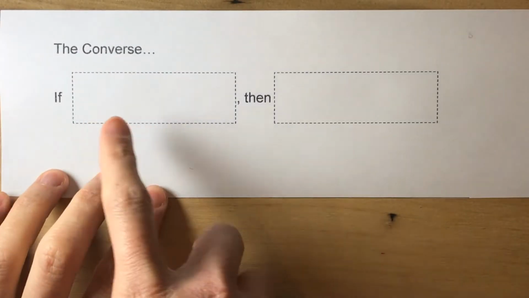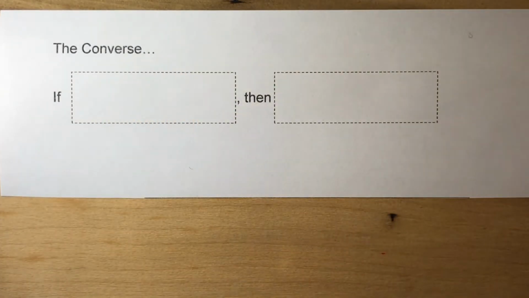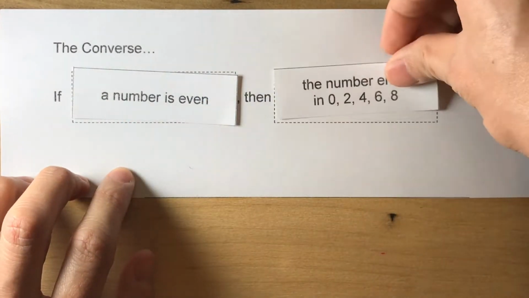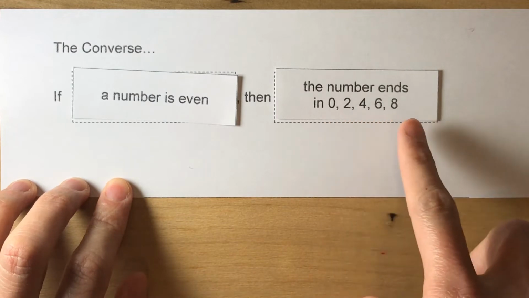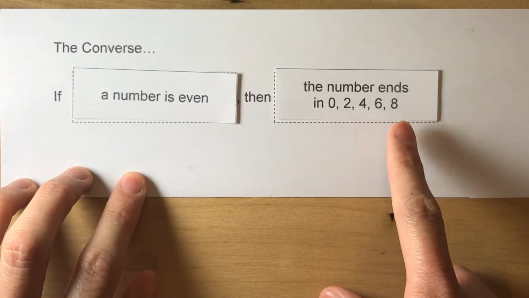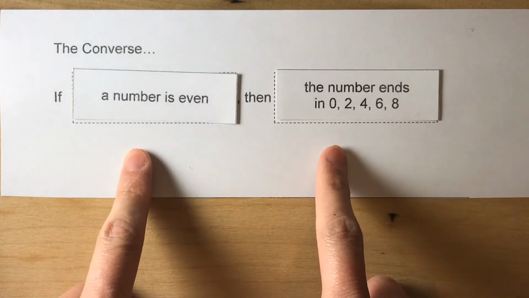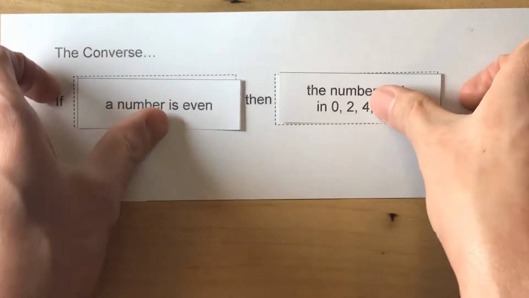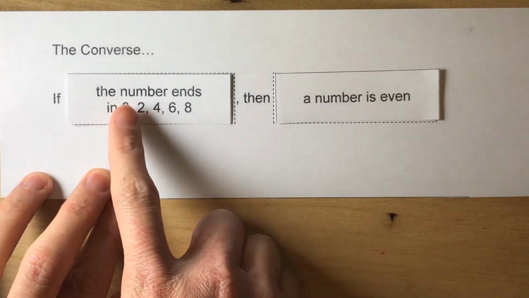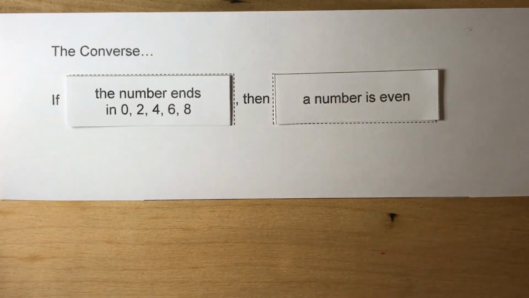Before we take notes, I want to talk a little bit about what the word converse means. If we have an if-then statement, the converse is when you take the two parts and switch them around. I'll give you an example. If a number is even, then the number ends in 0, 2, 4, 6, or 8. And that's a true statement, right? Because any even number ends in either a 0, 2, 4, 6, 8. Like 24. 24 is even, and 24 ends in 4. But that's an if-then statement. The converse is when you take these two and you switch them around. If the number ends in 0, 2, 4, 6, 8, then the number's even. So the converse is when you switch those two parts around.